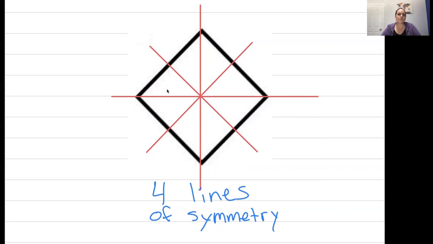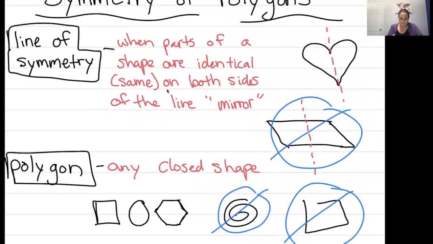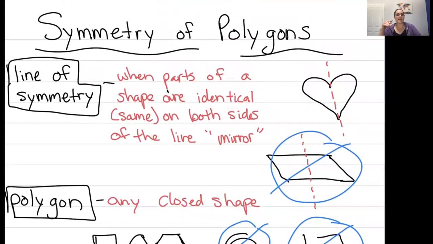Okay. So don't forget that your symmetry has to be identical. That very important word, identical or the same on both sides of the line you draw. Think about folding that shape in half. Is it going to line up on both sides where you folded it?